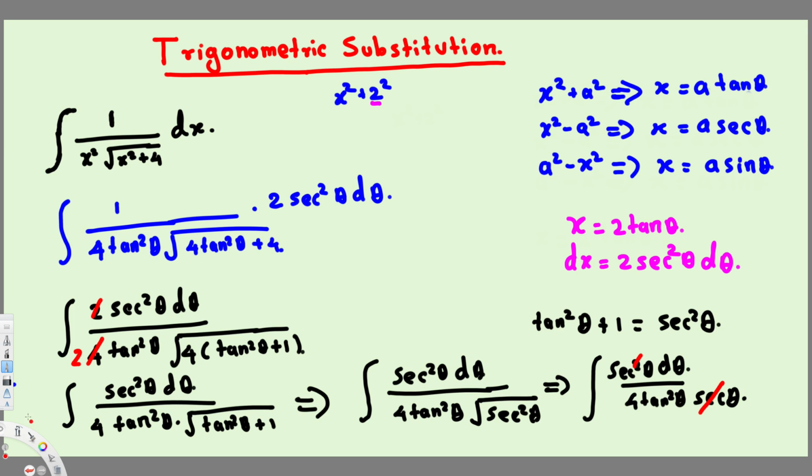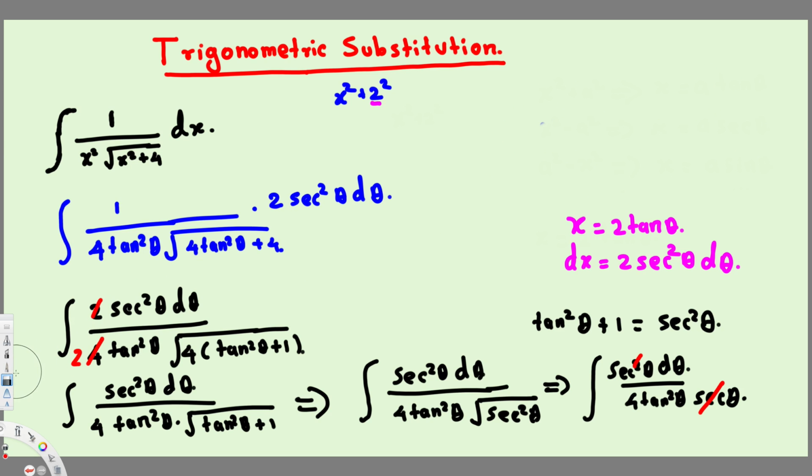Now to simplify this one, what we can do is write this one in terms of simple terms. But before I do that, I write this one again. This is going to be sec theta d theta over 4 tan square theta.